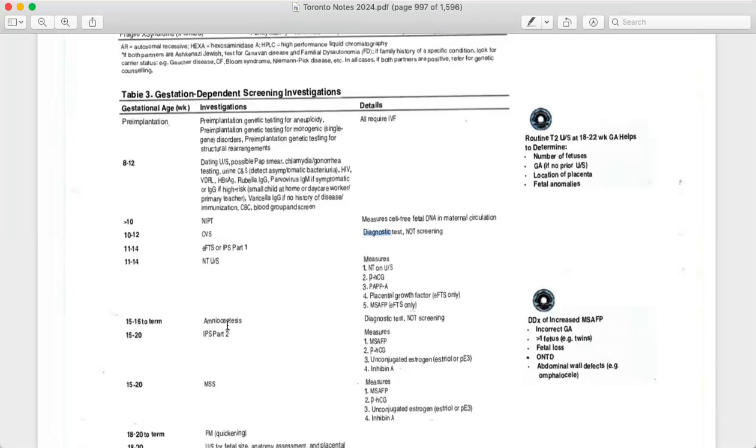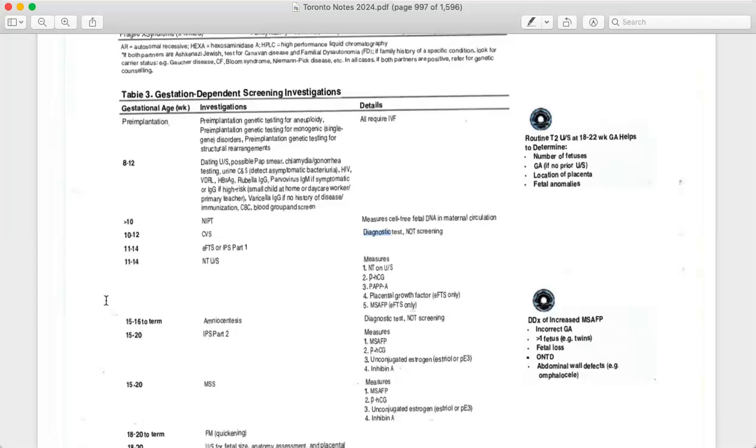So if they ask you at the gestational age of 14 weeks, what is the diagnostic test you would do, not the screening one? The diagnostic tests are CVS and amniocentesis. These are the two. Up to 14 weeks, we do CVS. After 14 weeks, we do amniocentesis for the diagnostic testing.